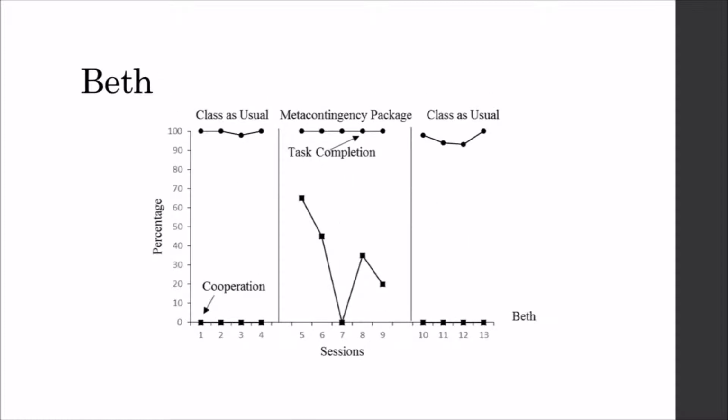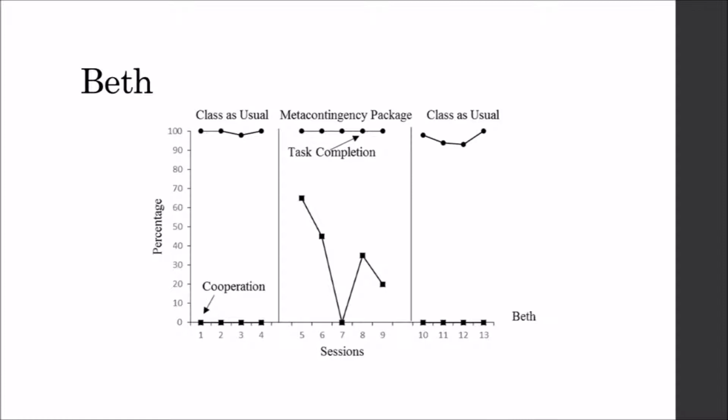For participant number 4, Beth, once again, closed squares is cooperation and closed circles is task completion. Along the x-axis is sessions, along the y-axis is percentage. Beth had high percentages of task completion during all conditions. Her cooperation percentages were 0 during class as usual and return to class as usual.